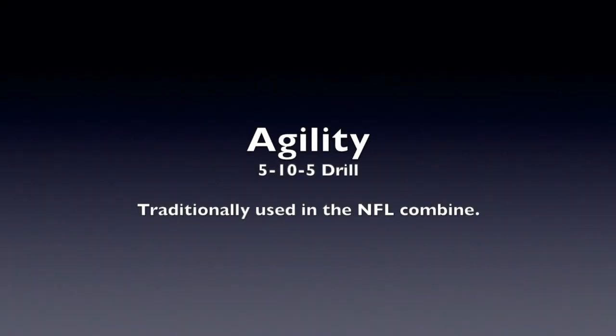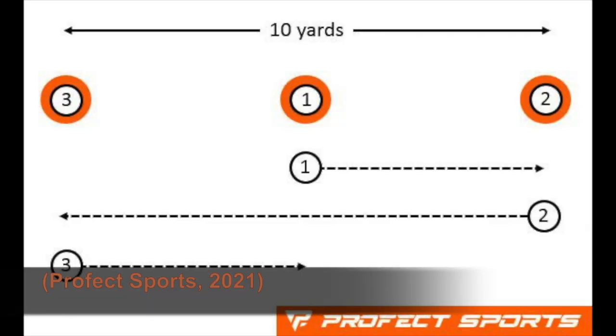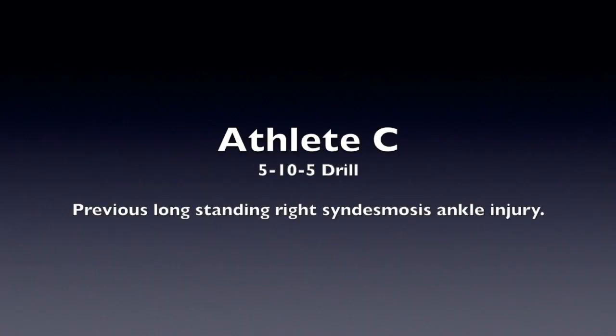Next we will look at the 5-10-5 agility drill. This involves performing a 5-meter shuttle into a 10-meter shuttle back across the baseline and then a final 5-meter back to the baseline. Next is athlete C performing the 5-10-5 agility drill.